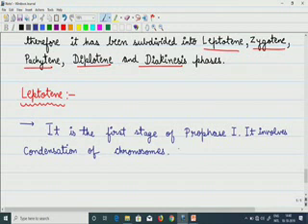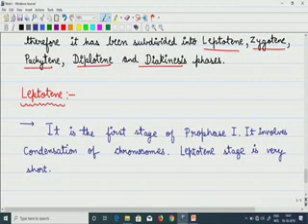All right. So, leptotene stage, leptotene stage is very short.